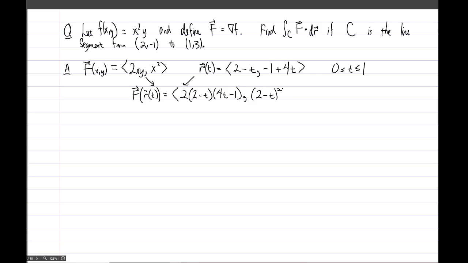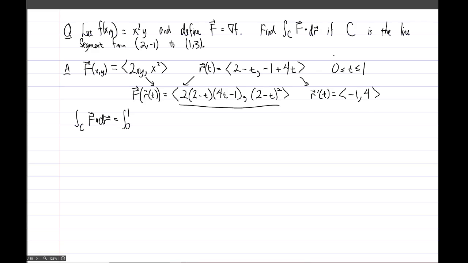Okay, the other thing we're going to need is to take r of t and get r prime of t. So that's going to be negative 1 to differentiate 2 minus t, and then positive 4 to differentiate negative 1 plus 4t. So then when we set up the integral, the integral over C of F dot dr, don't forget the arrows, it becomes super critical here. We're going to have the integral from t equals 0 to t equals 1 of this vector dot that vector.